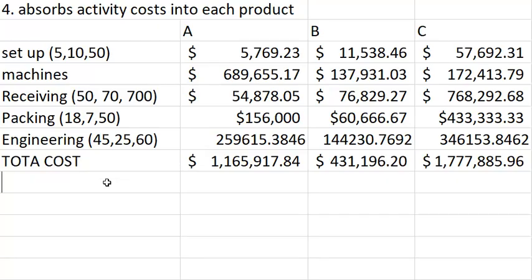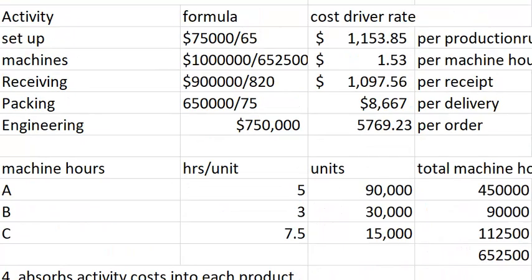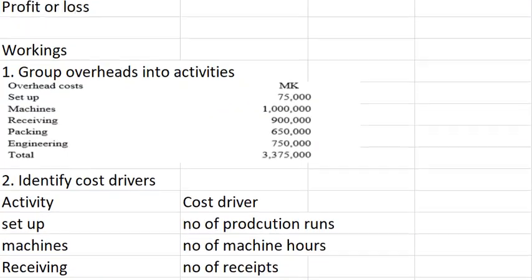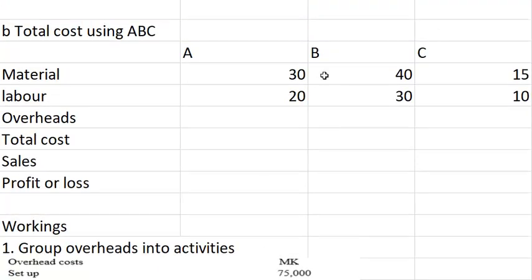Okay, now the question wants us to calculate. If you look at the cost above, let me go back. If you look at the cost above, these costs, they are not in total. They are per unit. So we should make sure that the overheads are also calculated per unit. So we are looking for this figure, overheads. That's what we are looking for.